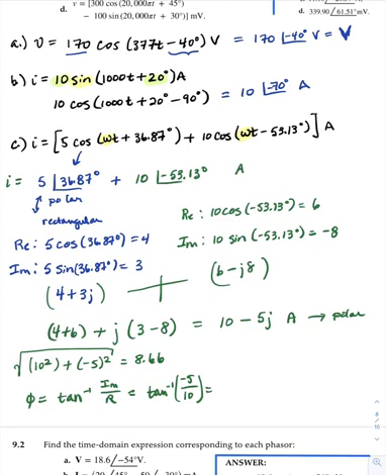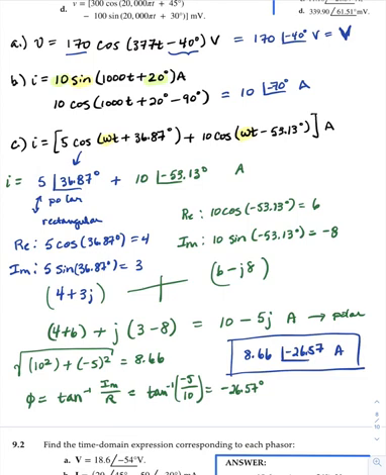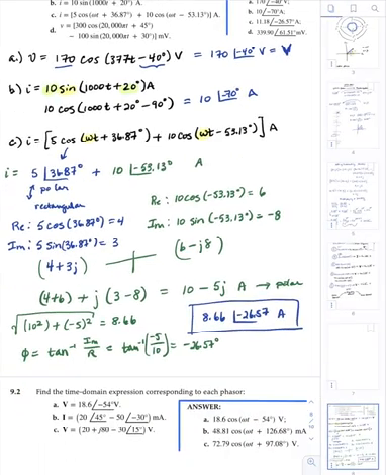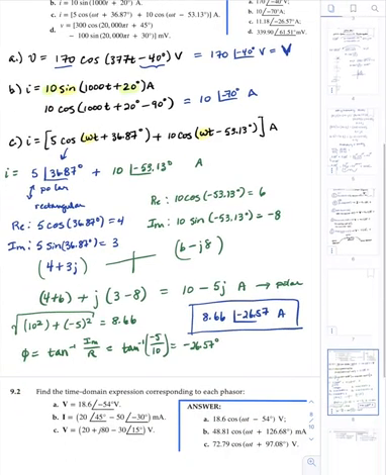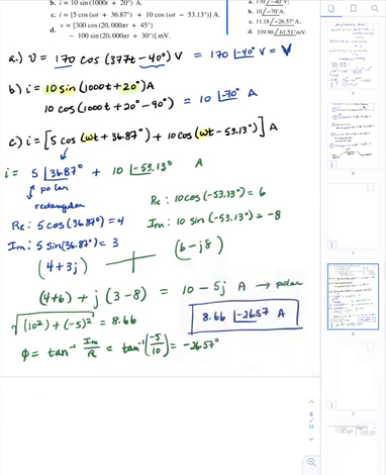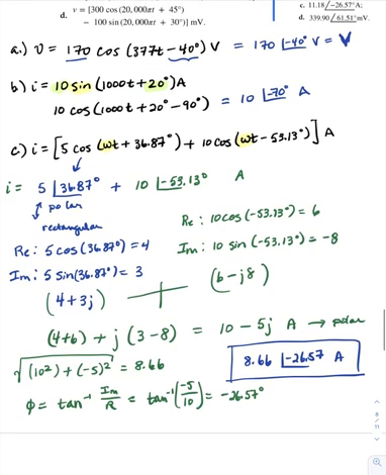And that would give us minus 26.57 degrees. So to write this in polar form, it would be 8.66 minus 26.57 amps. All right, we have one more to go, so let's add another page here. And it is D.